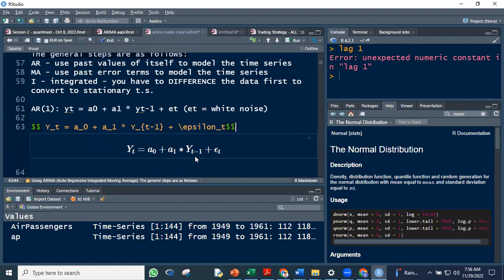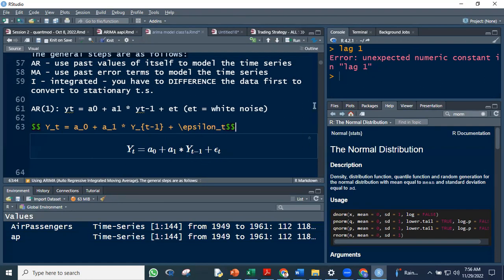Ito yung model natin. Y sub t is equal to A sub 0 plus A sub 1 times Y sub t minus 1 plus epsilon sub t. So we are predicting or we are modeling our time series Y sub t using its past values. Ito, Y sub t minus 1, yung lag 1 niya. Yung value yesterday, yung value last year, depending on the time frame.